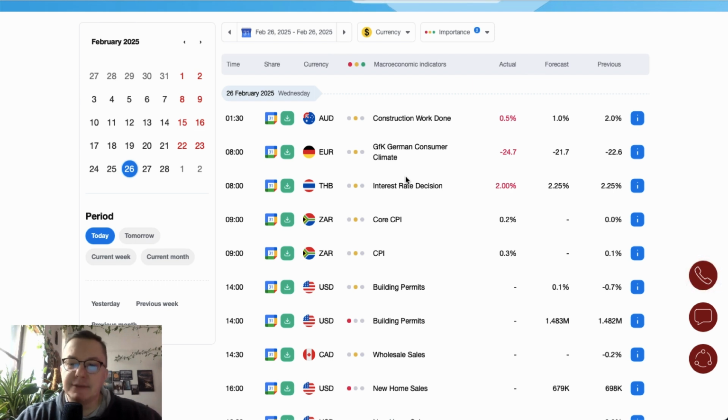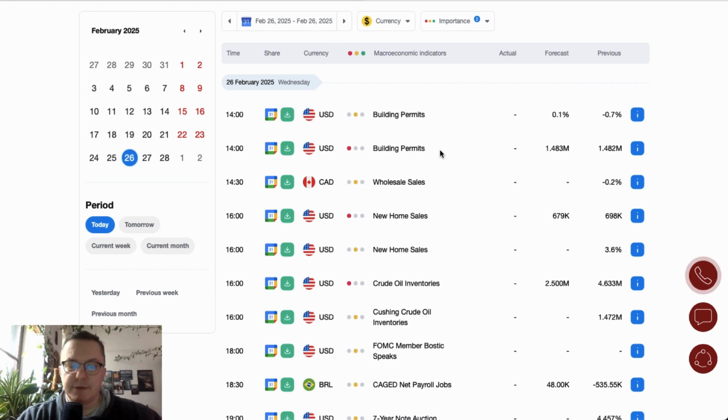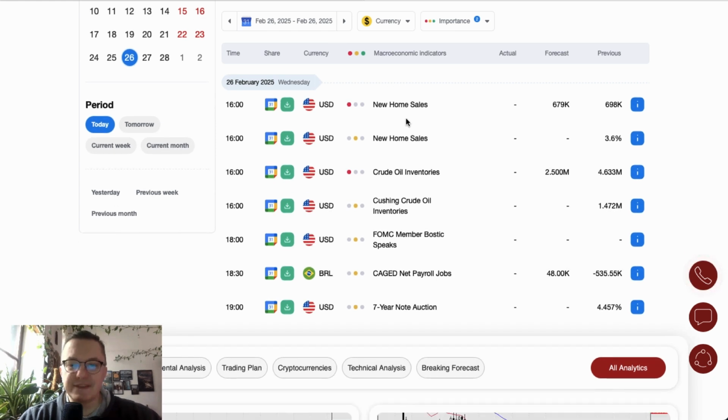German consumer climate deteriorates even further from minus 22.6 to minus 24.7. During the US session, we got the building permits data from the USA, and then we got the wholesale sales from Canada. All of this is scheduled for release at 2 o'clock and 2:30 respectively. At 4 o'clock, we got new home sales from the USA, and then at the same time crude oil inventories together with the Cushing crude oil inventories.